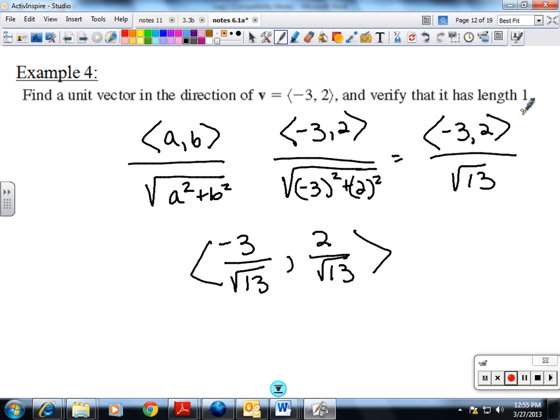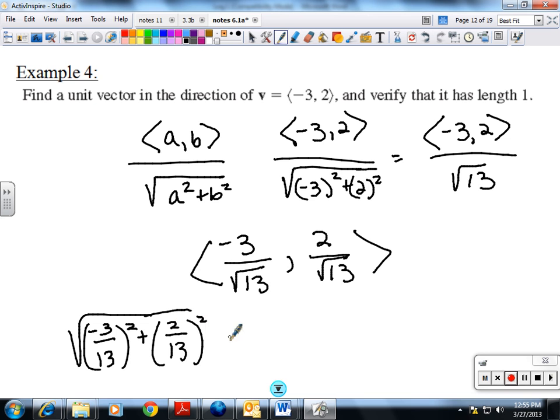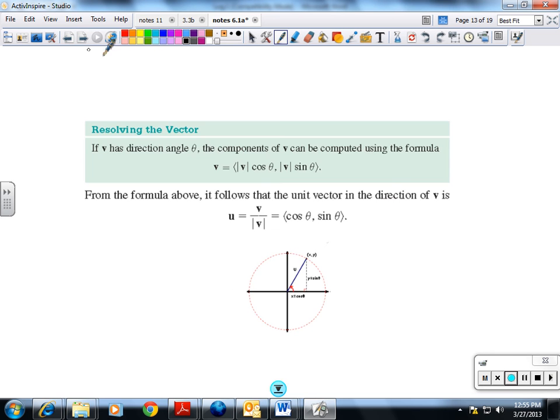And verify that it has length 1. Well, if you do the length of this, you would do negative 3 over the square root of 13 squared plus 2 over the square root of 13 squared, which is 9 thirteenths plus 4 thirteenths, which is 13 over 13, which is 1. Yay, it's 1.